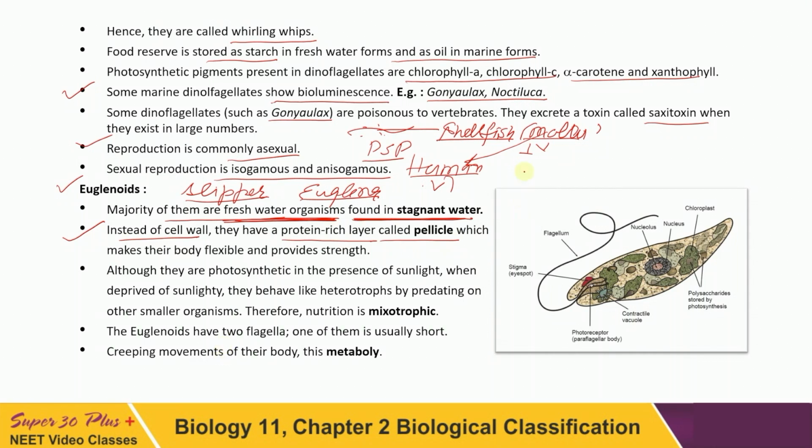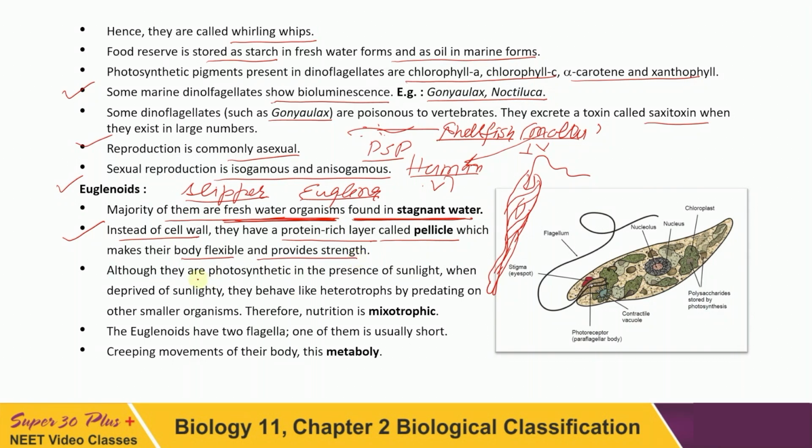If I draw, let this be the Euglena we have. This is the anterior end. At the anterior end, the flagellum comes out. The flagellum is contractile, with the help of which it can contract its body. And this pellicle is flexible and provides strength to the body.